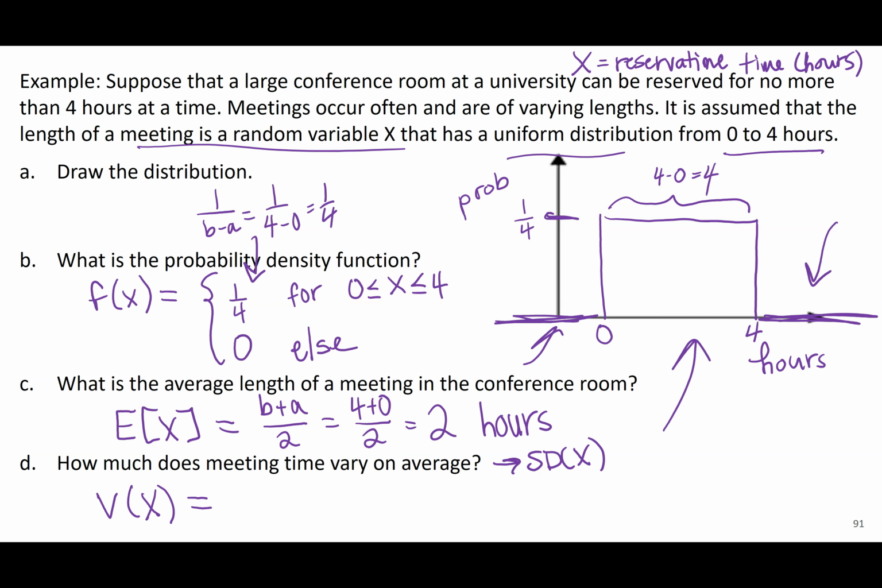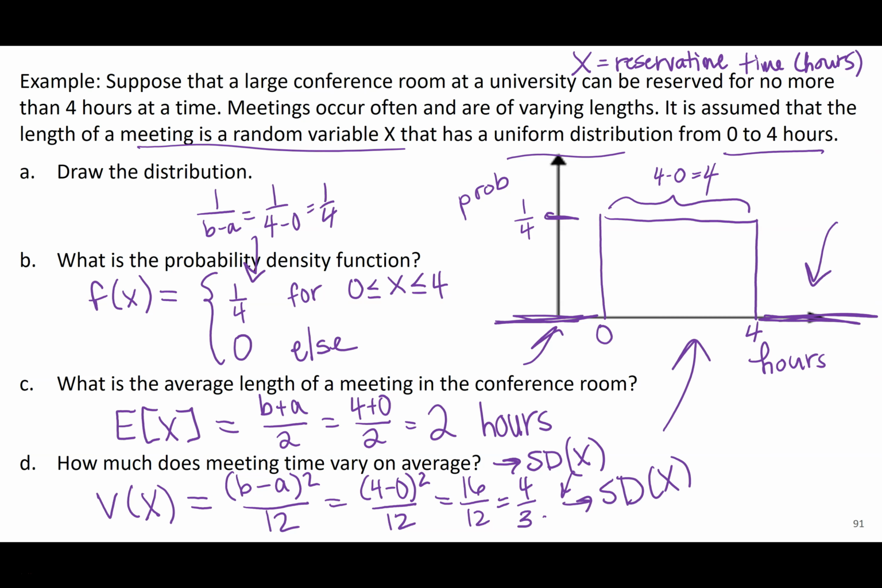But I'm going to go ahead and have it set up here. So b minus a squared over 12. This is just going to be 4 minus 0 squared over 12. So 4 squared is 16, 16 over 12. You could reduce it to 4/3. So this is my variance. Remember that I want the standard deviation, so I'm going to now take the square root. My standard deviation is just the square root of that, so the square root of 4 over 3.